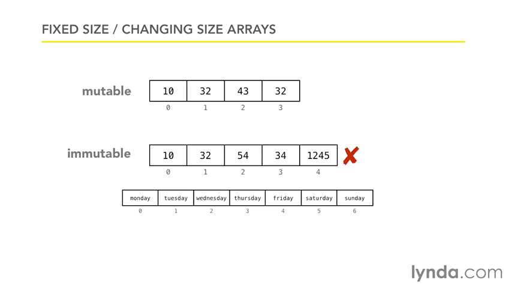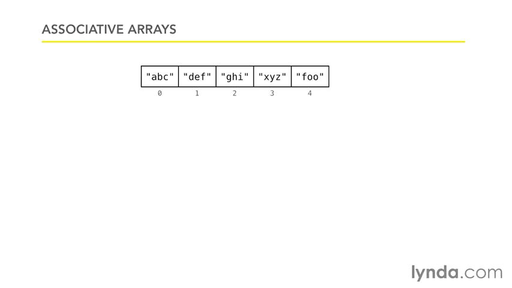Probably not. And one of the benefits of immutable arrays is that they're usually faster, because the language can just allocate an area of memory for that array that it knows will never change. Whereas with mutable or changeable objects, there's always a little bit of overhead for knowing that this array may grow or shrink.